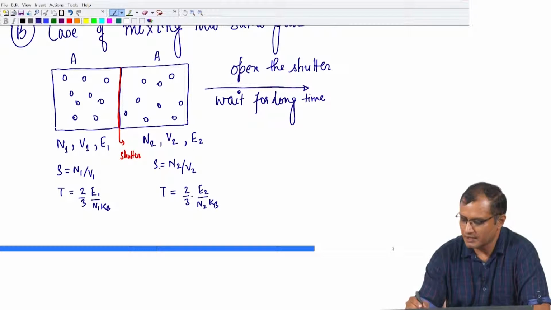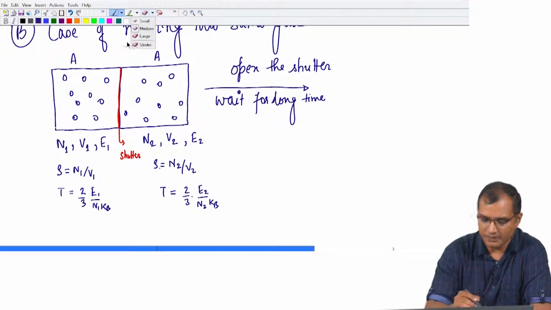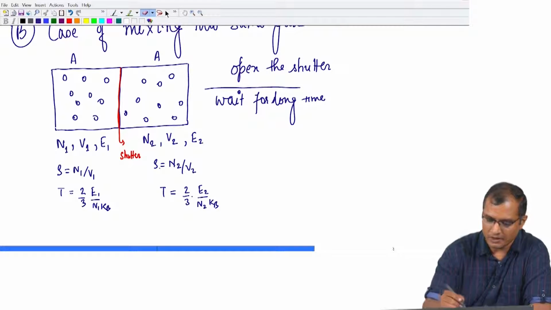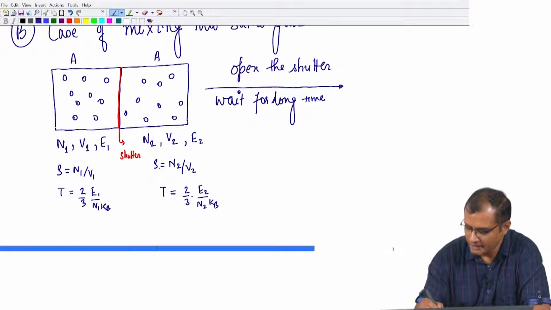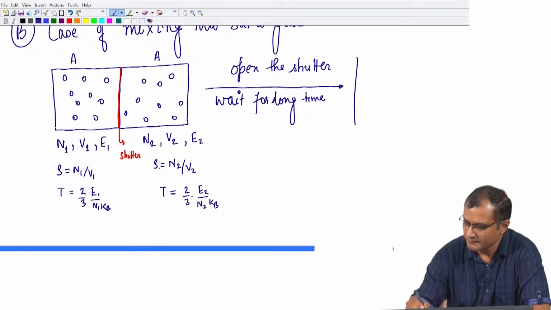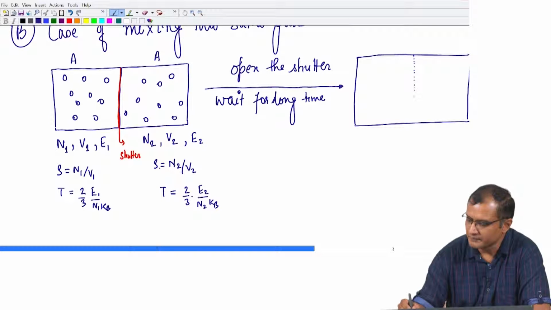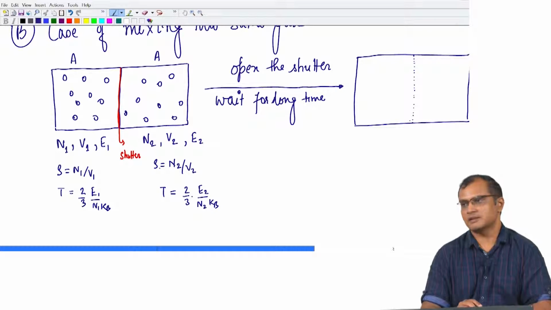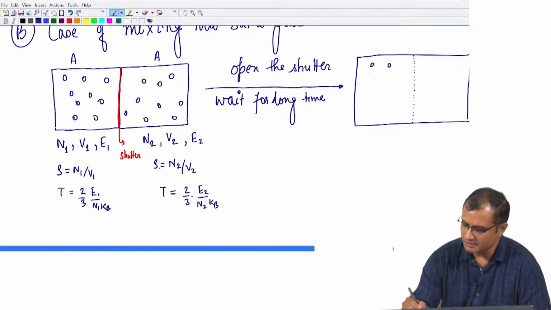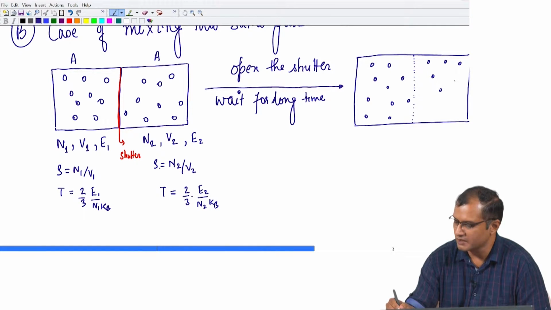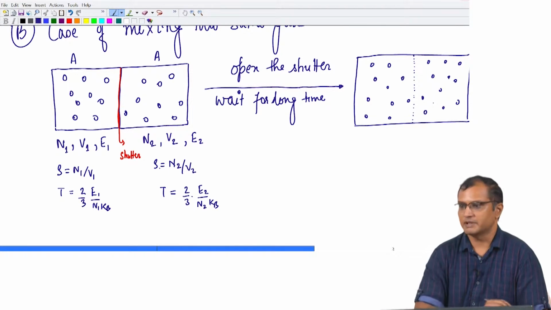Allow them to mix. So, when I come back after some time, what do I get? You might have already guessed it. If I come back after a long time, let me draw a virtual vertical line just to remind us that there was a shutter here before we went for a coffee, and what you see is basically A type particles uniformly spread across the 2 compartments.